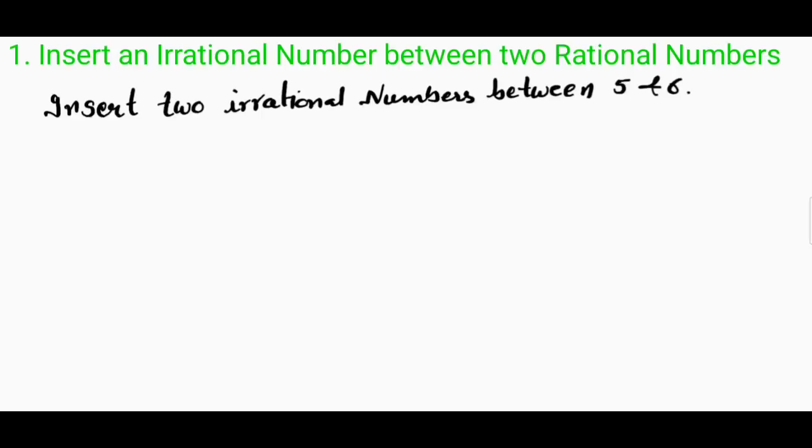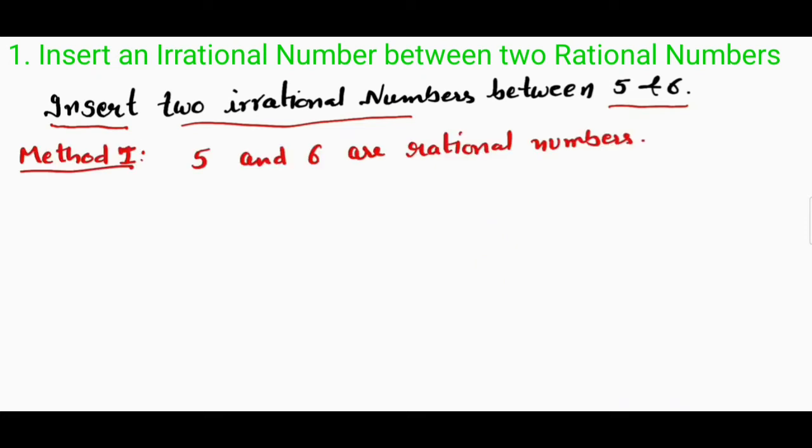So let's get started. Now let's see how we can insert one irrational number or more than one irrational numbers between two rational numbers. So I have taken one example here. Insert two irrational numbers between 5 and 6. There are two methods of doing this. So first method is, here we know that 5 and 6 are rational numbers. If I multiply 5 with 6, I will get 5 into 6 which is equal to 30. And this is not a perfect square.